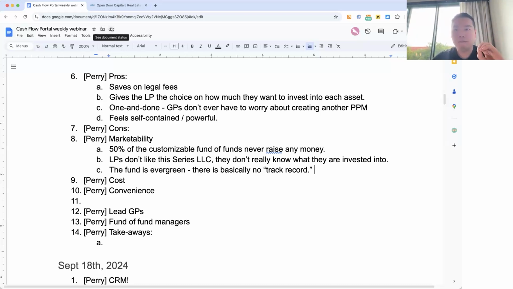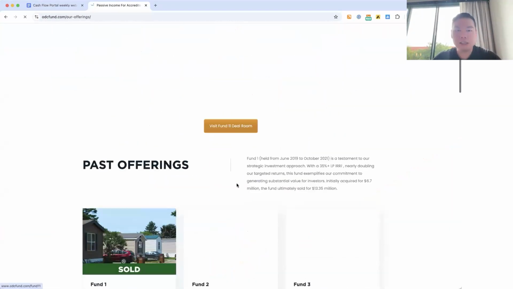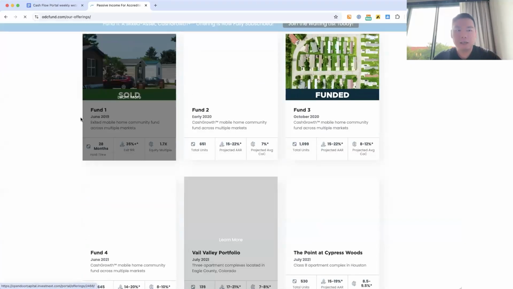And the reason that the biggest GPs in the space, such as Open Door and Joe Ferris, Ashcraft Capital, are almost always doing closed-ended funds. They have all the resources in the world, and yet they still do closed-ended funds. And I talked to some of them, and the answer is the following. The answer is marketability.